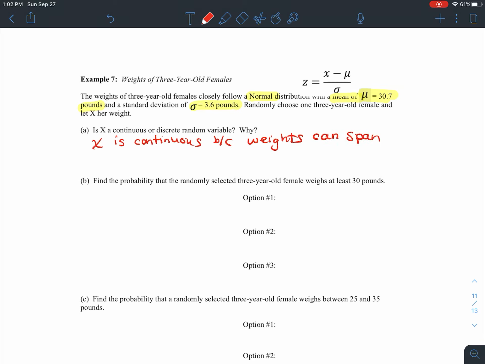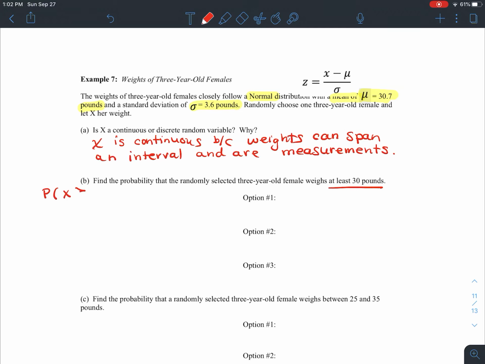Well, we could definitely say that X is continuous. And our reason is because the weights can span an interval. Essentially, they are measurements. So we can get really specific and fill in lots of the gaps. People can weigh lots of different weights, and so there aren't necessarily gaps in between the values here.